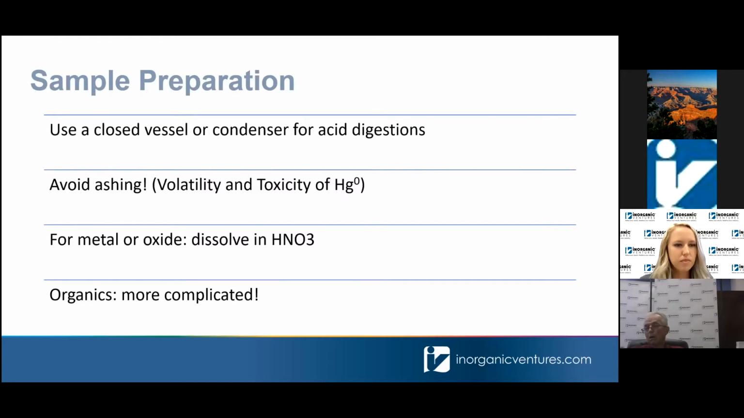For the metals or the oxide, it's probably just going to be easiest to dissolve in nitric acid. That's how we prepare our mercury standards here. It's a really easy, simple digestion, so no issues there. However, for organic mercury compounds, things do get a little bit more complicated. So we're going to talk about that in the next slide.